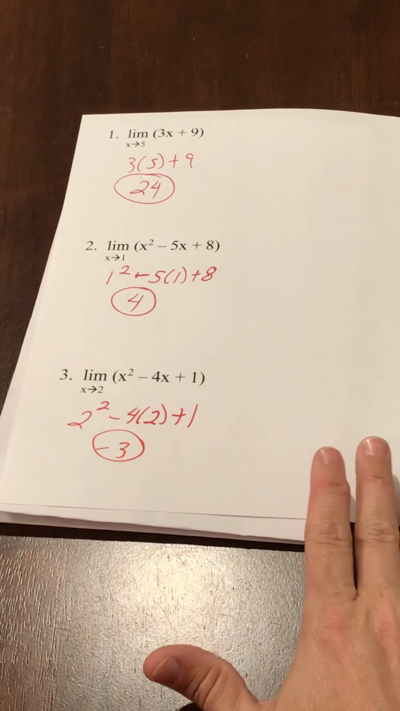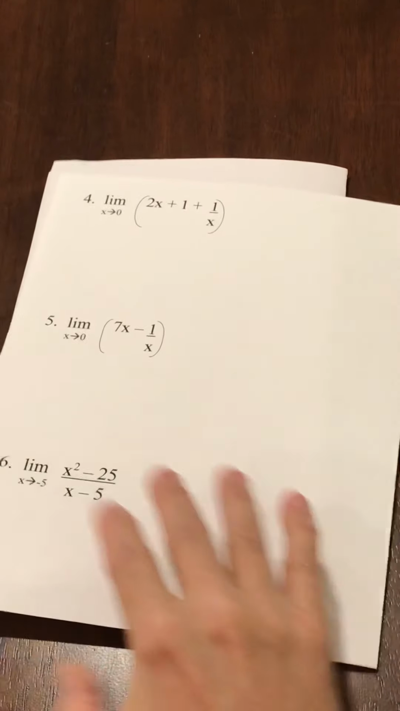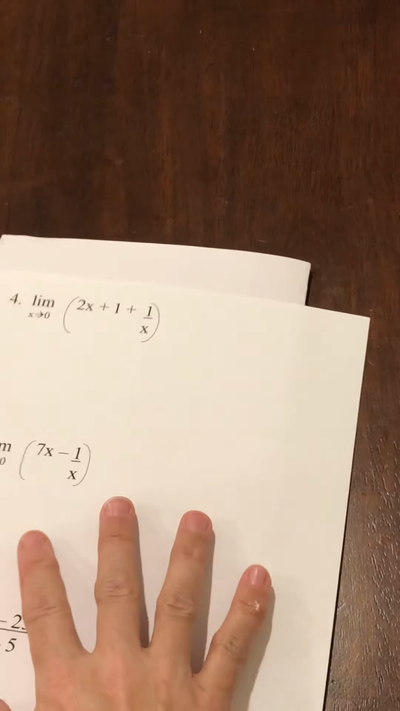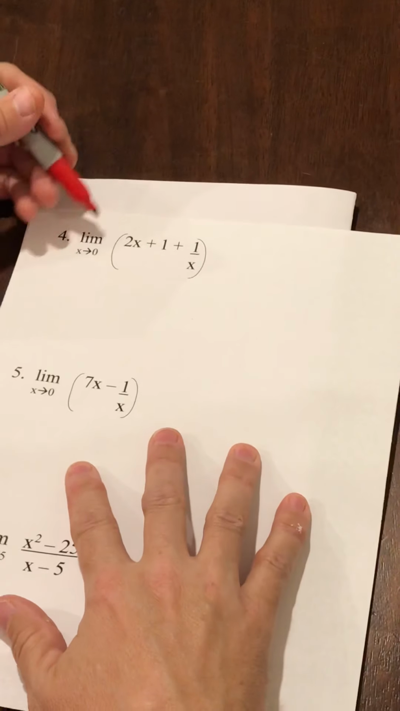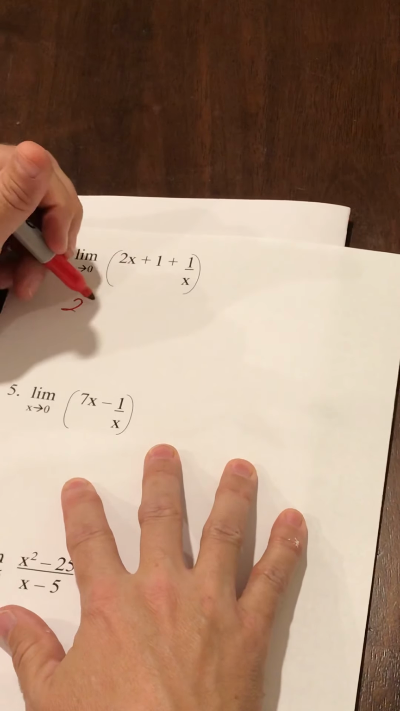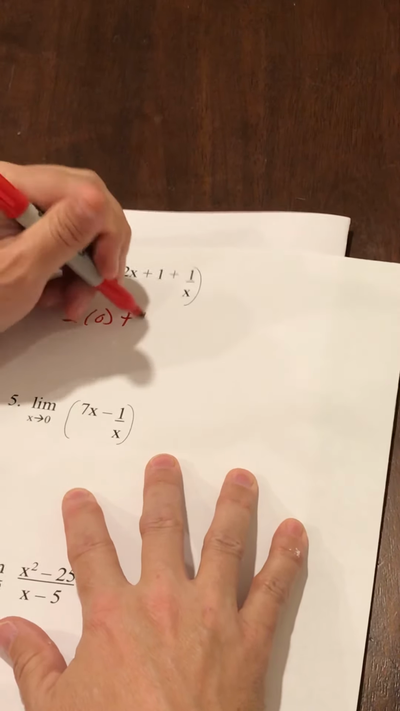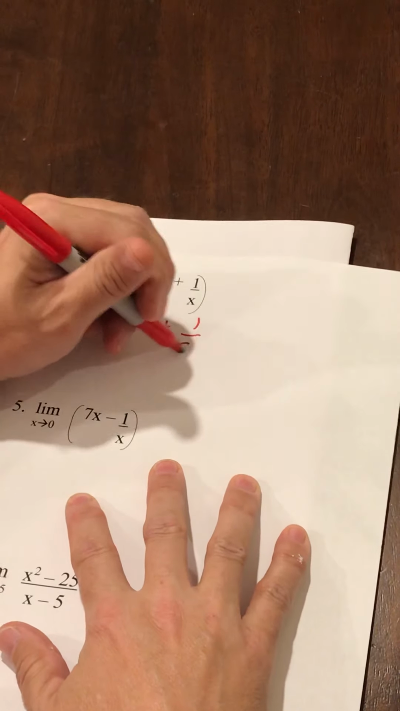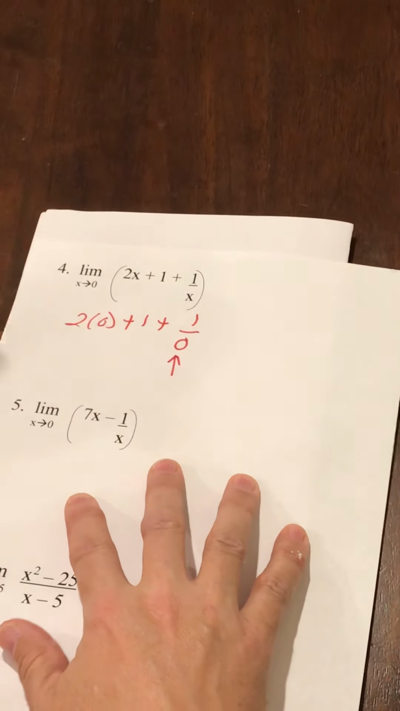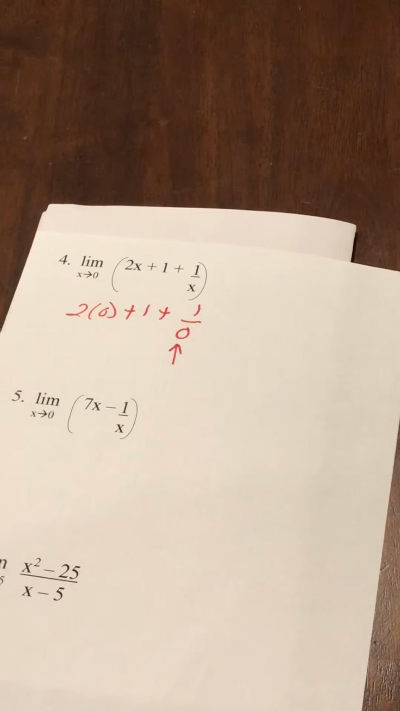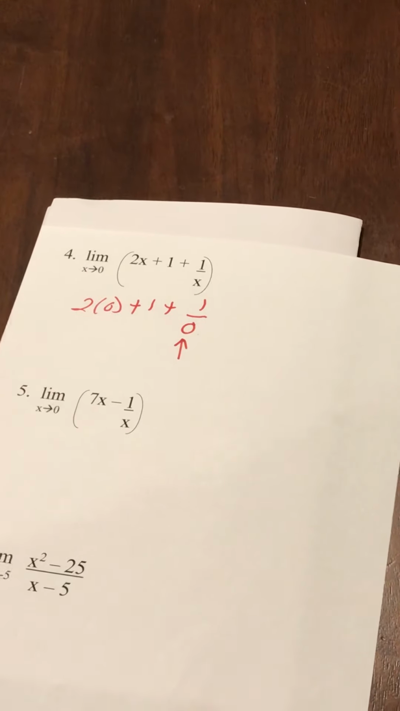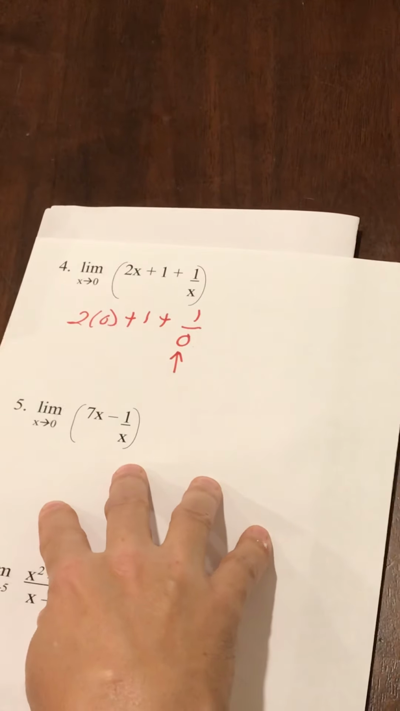As we get to example number 4, we're going to run into a problem. If we attempt the same strategy, as x approaches 0, plug 0 into all of the x's, problem. Can never have 0 in the denominator. That 0 in the denominator makes this limit not exist.